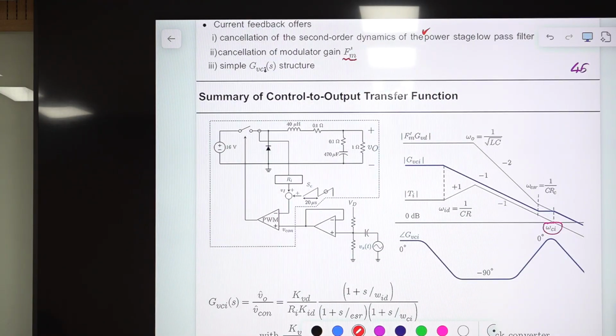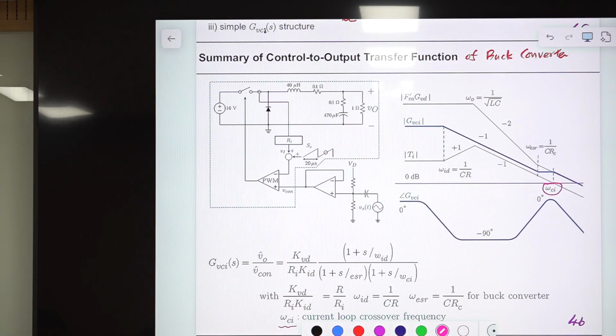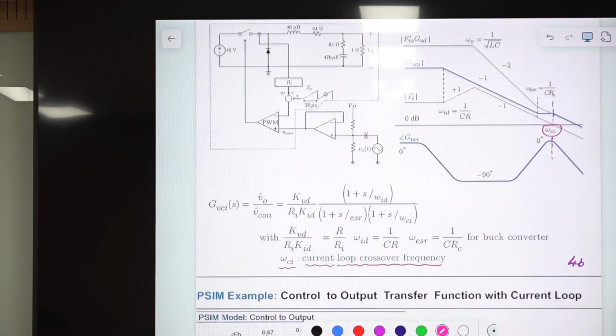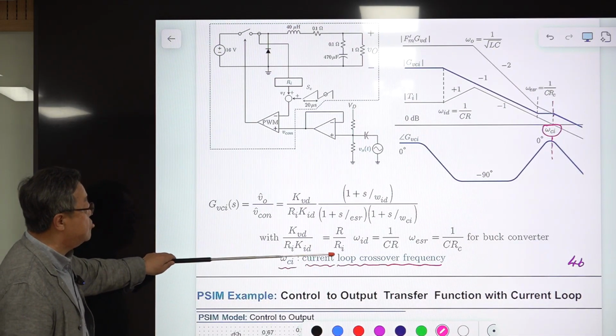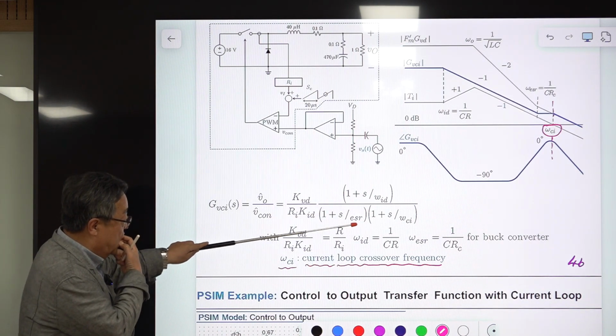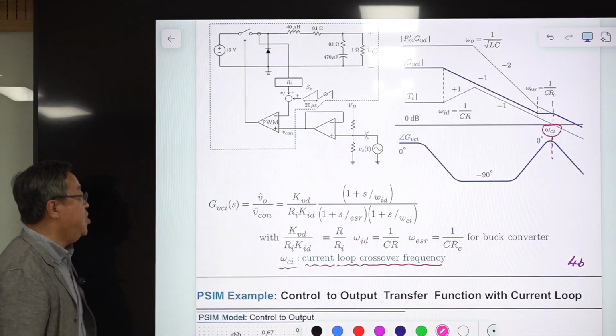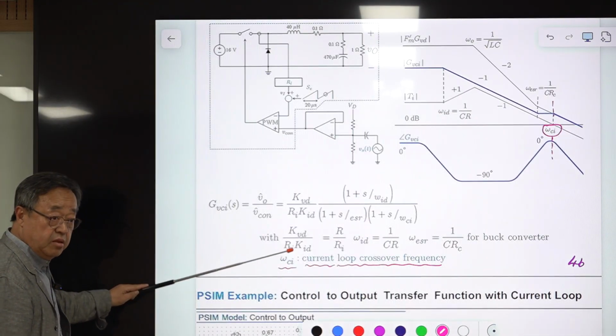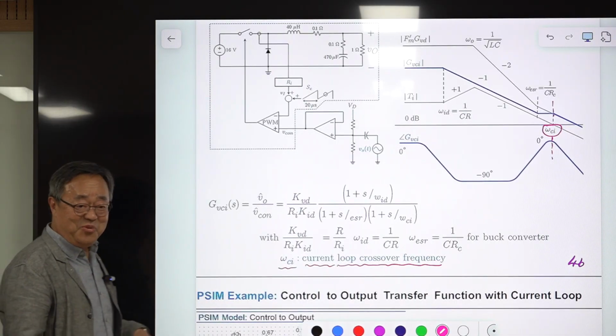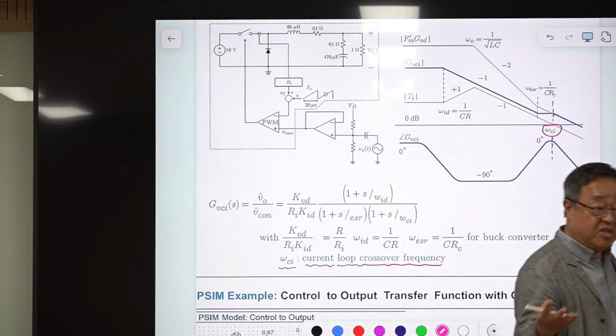So, summary of the control to output transfer function of the buck converter case. This is a buck converter case. This can be easily extended to other converters. That is one advantage of using current mode control. So this is the expression we derived, and this is the full detail about this. This DC gain is this one. This zero is this one. And this ESR is this one. And the omega CI is simply the current loop crossover frequency. Easier than voltage mode control, if you understand everything systematically, all right?